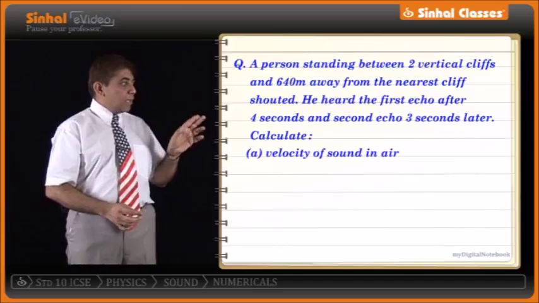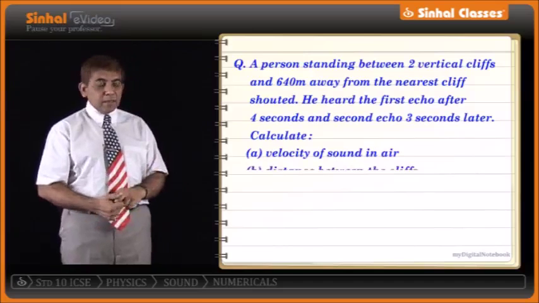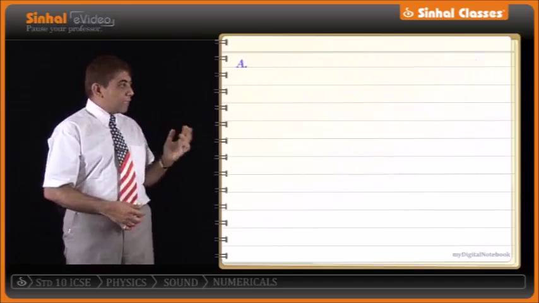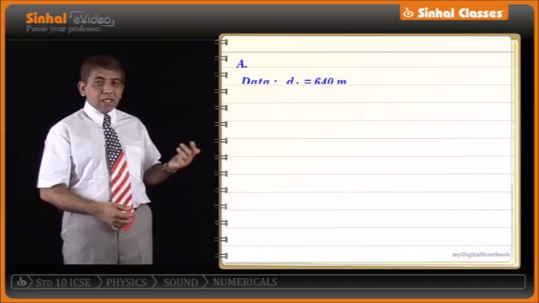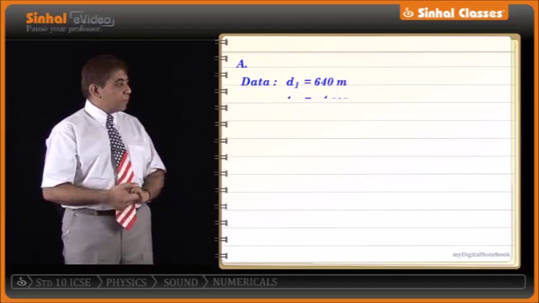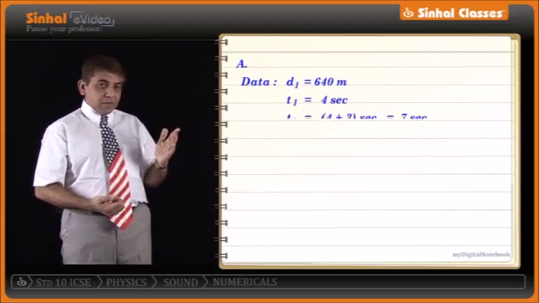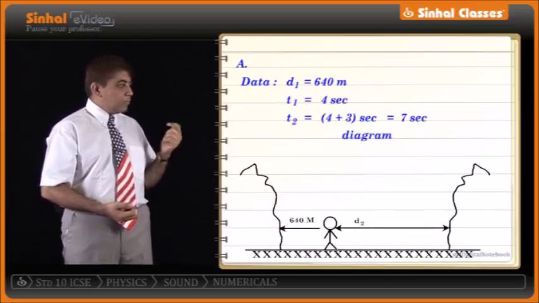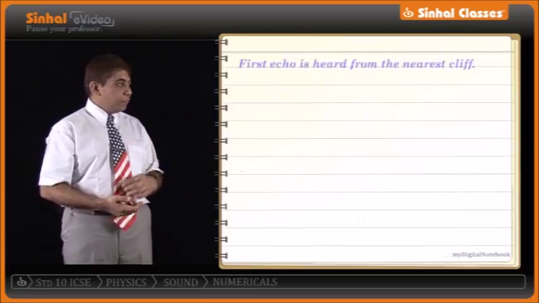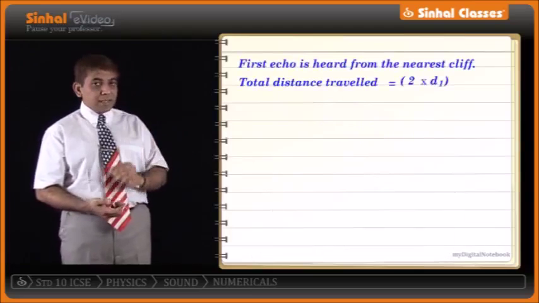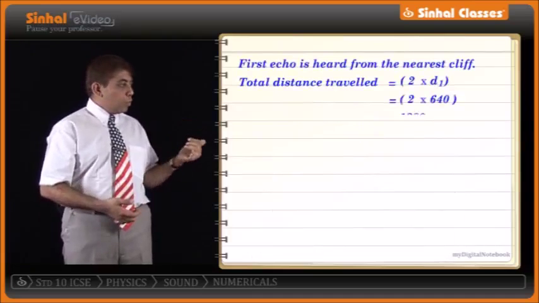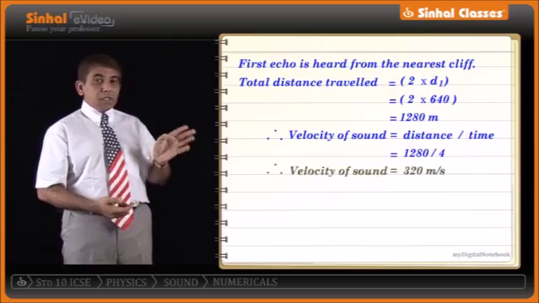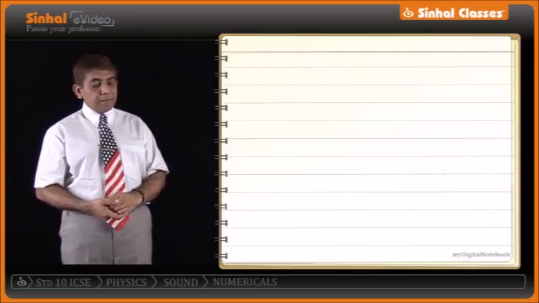So I have to calculate the velocity of sound in air, and at the same time the distance between the cliffs. Now that I have the time and the distance, it is very easy for me to calculate this. The distance is given as 640 meter for the shortest cliff. Time required is 4 seconds. So I can determine the velocity of sound in air. Velocity of sound is nothing but distance upon time. That is 1280 divided by 4, which is nothing but 320 meter per second.